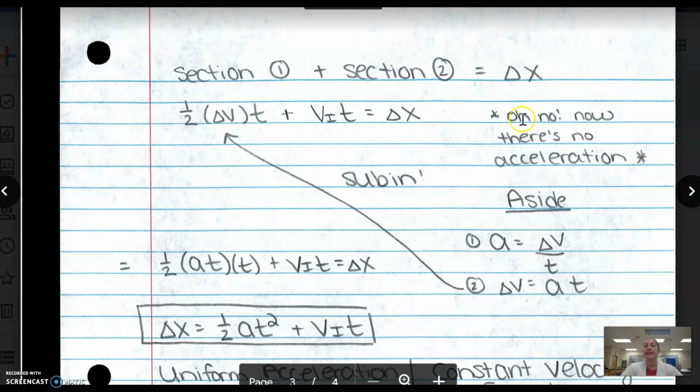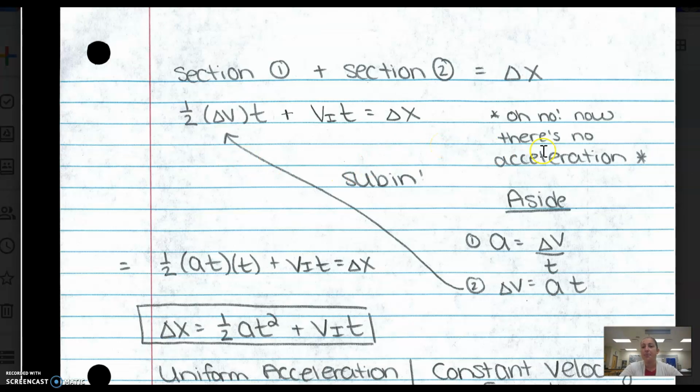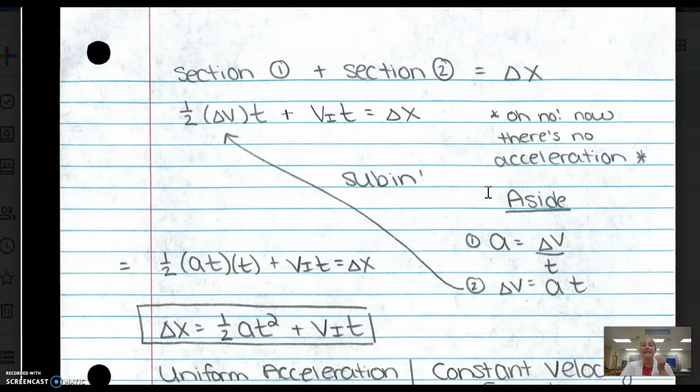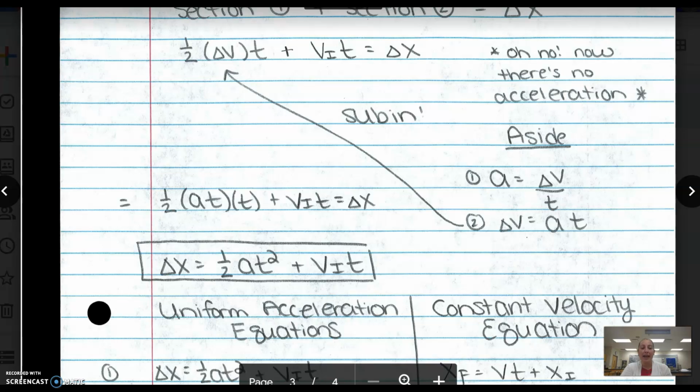So when we do section 1 plus section 2 is equal to delta x, we get 1/2 delta V times T plus VIT is equal to delta x. But again, we get here and we're like, no, the whole point of this was to get to acceleration, and there's no acceleration, so this still isn't good enough. But if we look aside and say, okay, acceleration is delta V divided by T, then we can rearrange so that delta V is equal to A times T. So we can substitute that in, giving us 1/2 AT times T plus VIT is equal to delta X, which breaks down to 1/2 AT squared plus VIT is equal to delta X.